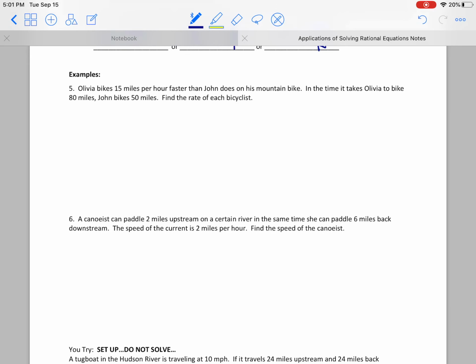Okay? So looking here, it says Olivia bikes 15 miles per hour faster than John on his mountain bike. In the time that it takes Olivia to bike 80 miles, John bikes 50 miles, and we're going to find the rate for each bicyclist. So we're going to make a table out of this, with a distance, a rate and a time for two people, Olivia and John. Olivia's distance is 80 miles. John's distance was 50 miles, so we can plop those in.